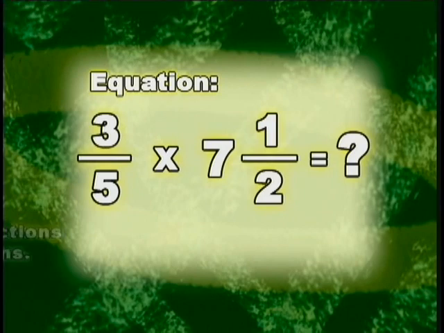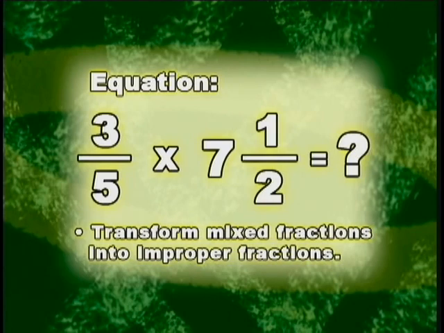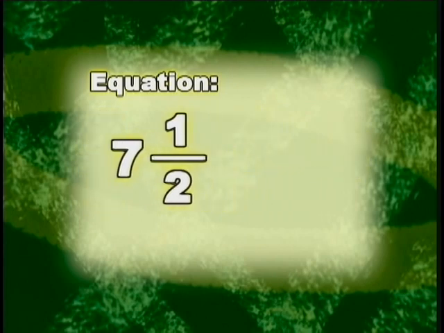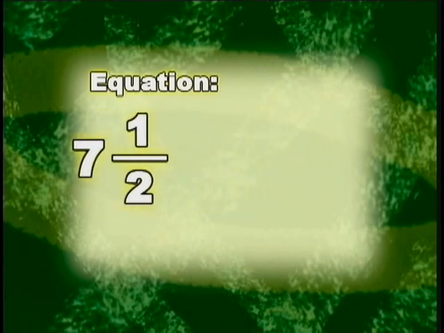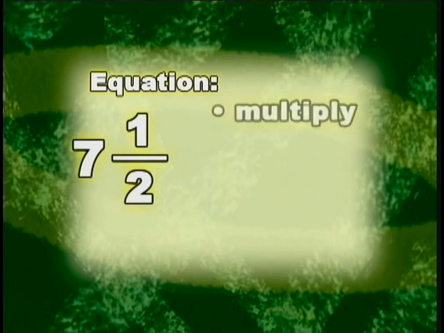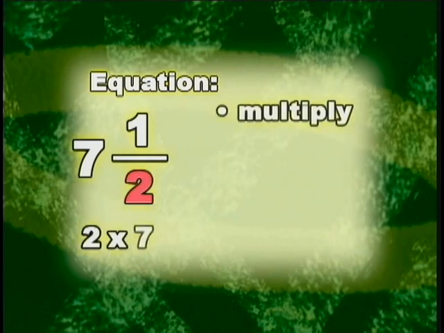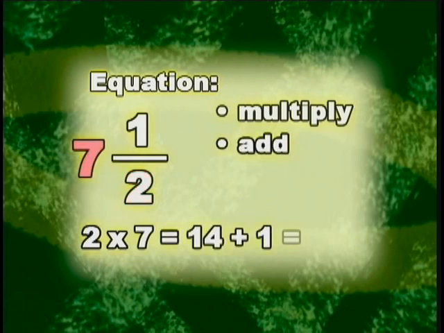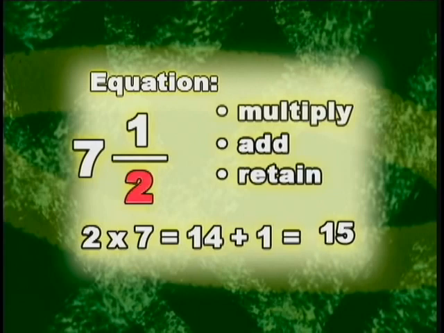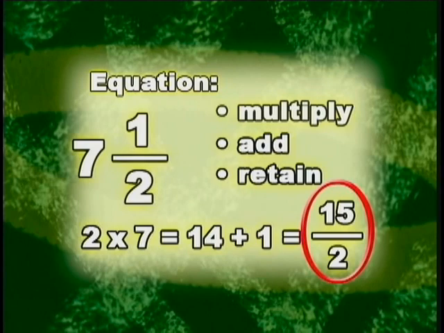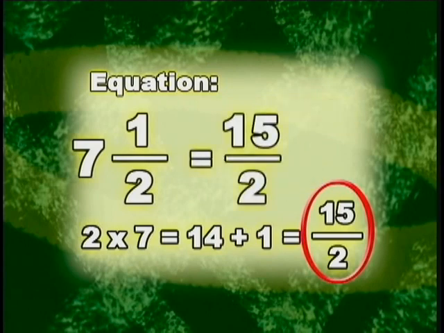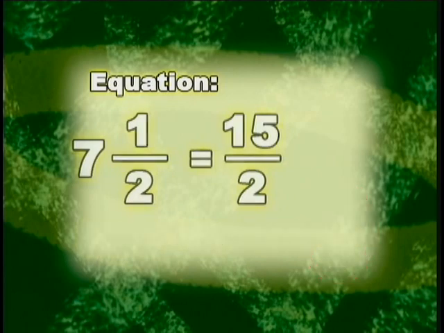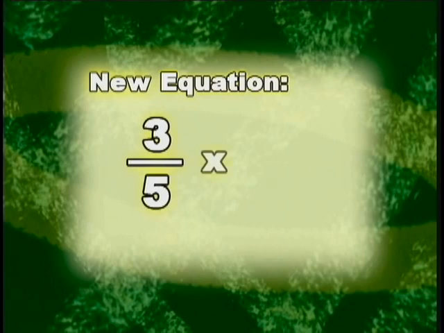In multiplying fractions, we need to transform mixed fractions into improper fractions. In our equation, we need to transform 7.5 to an improper fraction. We do this by multiplying the denominator 2 by the whole number 7 and adding the numerator 1. Retaining the denominator, we then get the improper fraction 15/2. So 7.5 is equal to 15/2. Our new equation will now read 3/5 times 15/2.